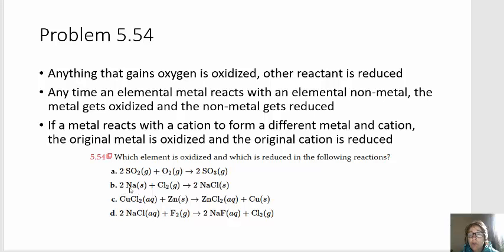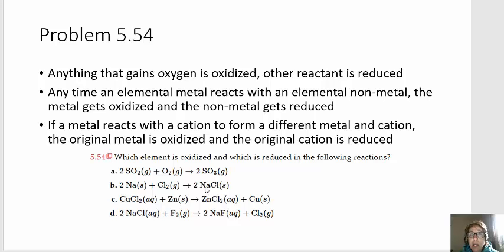Sodium as an element has a charge of 0, same number of protons and electrons. But when it reacts with chlorine, it loses an electron to form a sodium with a +1 charge. So if it has a +1 charge, it's lost an electron. Chlorine on the left is an element, same number of protons and electrons, but when it reacts with sodium, it removes an electron and gains a negative charge. So chloride has a negative charge on the right-hand side, one more electron than it had before.